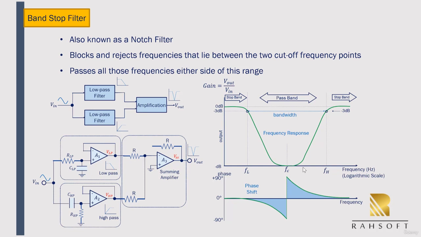Similarly, there's the band stop filter, which is also known as the notch filter. It blocks and rejects frequencies that lie in between the two cutoff frequency points. So only the values between the lower and higher values are eliminated. However, everything else is kept.